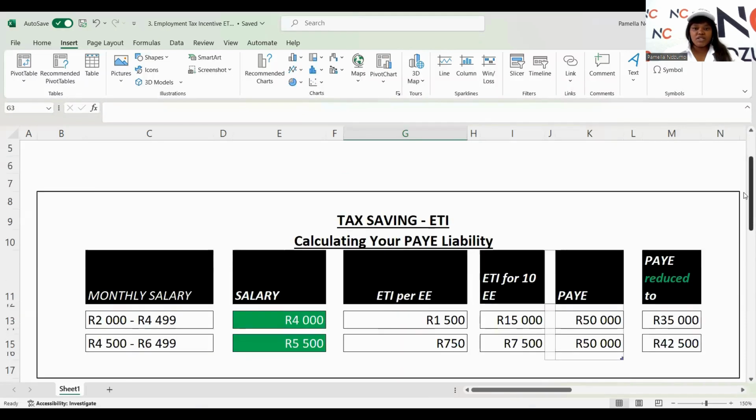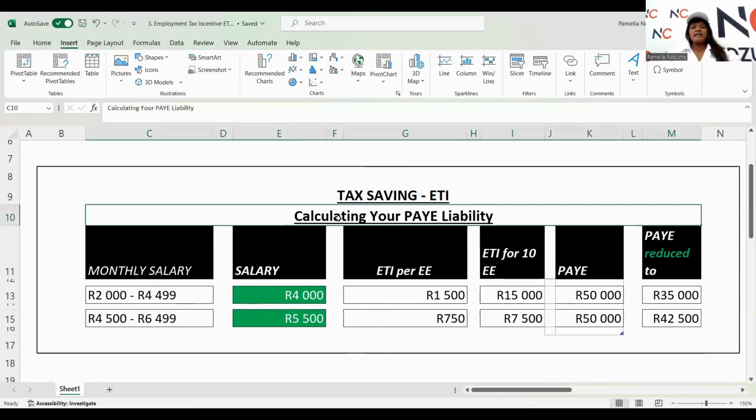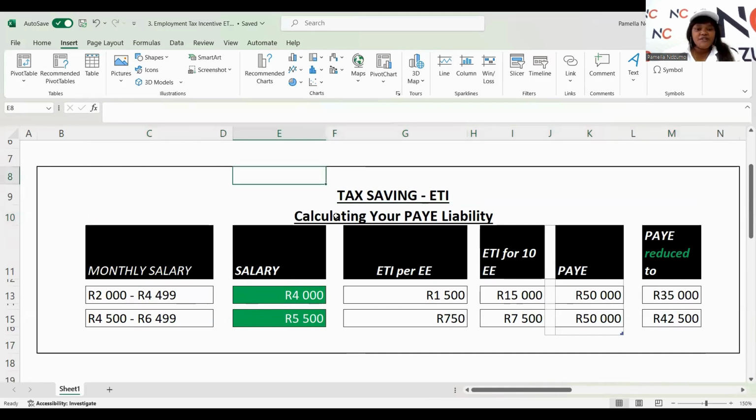Okay, you should be seeing an Excel spreadsheet that says calculating your pay-as-you-earn liability. If you don't see it, please let me know. So I'll give you an example. So let's say you hire an employee that meets those criteria. They are South African, they are between the ages 18 and 30, and they're earning less than 6,500 Rand.